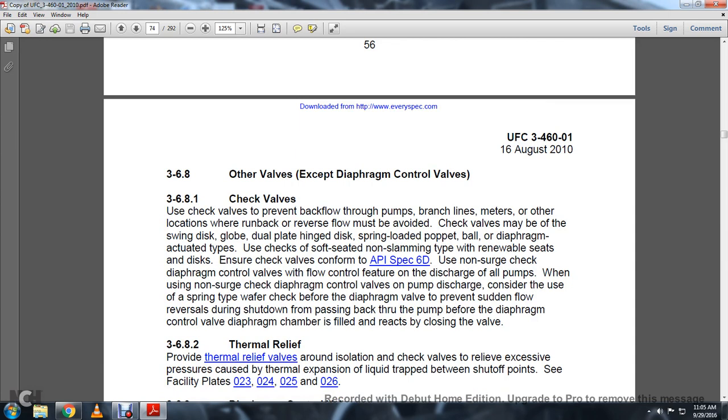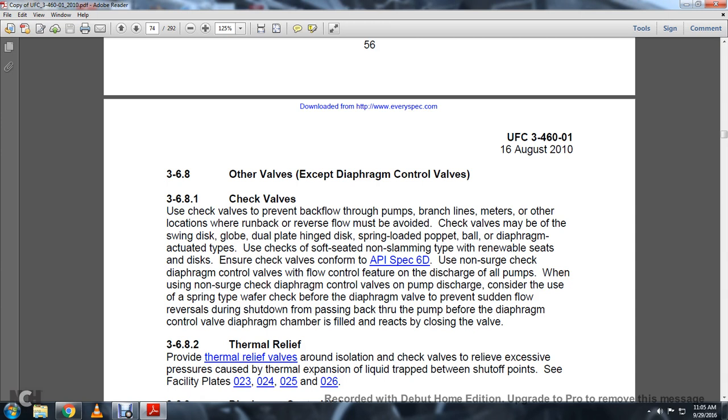368 Other valves except the diaphragm control valve. Using the check valve to prevent backflow from the pump, the branches, meters, and other locations running back, the reverse flow must be avoided. Check valves may be swinging disc, globe, dual plate, hinged disc, spring-loaded piston, pivot, ball, and diaphragm actuated types.